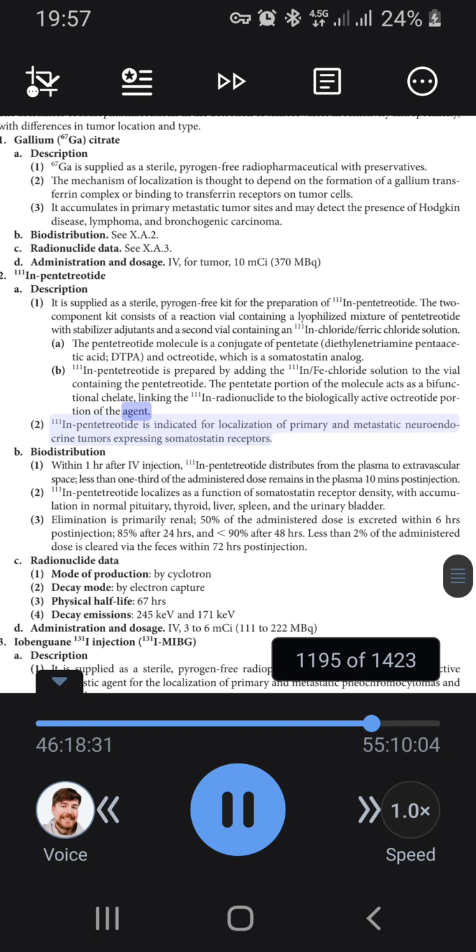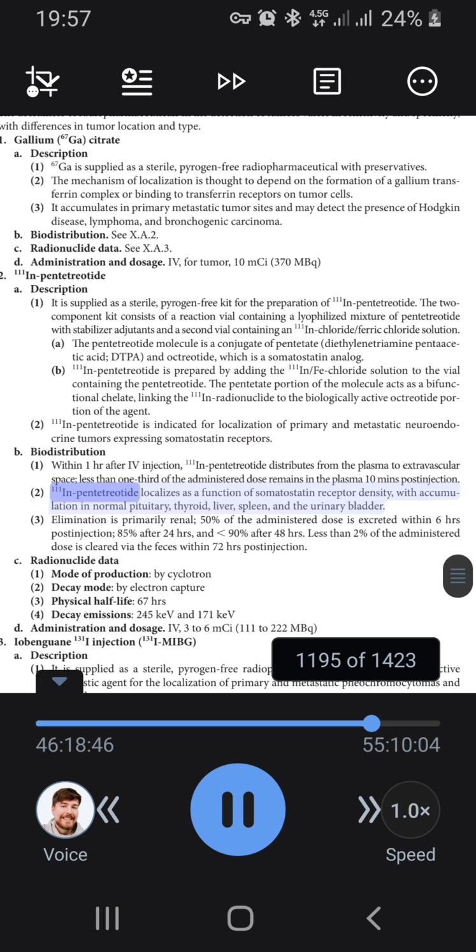2. Indium-111 pentetreotide is indicated for localization of primary and metastatic neuroendocrine tumors expressing somatostatin receptors. B. Biodistribution. 1. Within 1 hour after IV injection, indium-111 pentetreotide distributes from the plasma to the extravascular space. Less than one-third of the administered dose remains in the plasma 10 minutes post-injection.